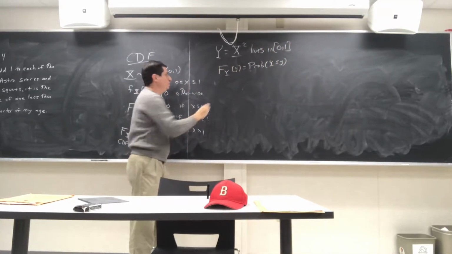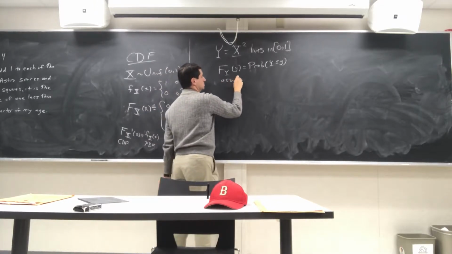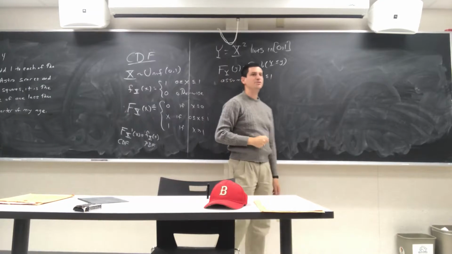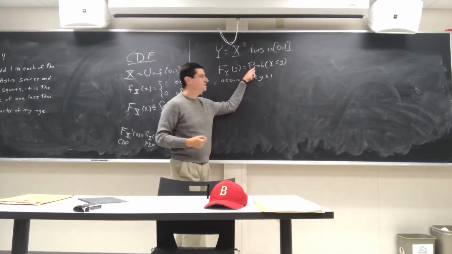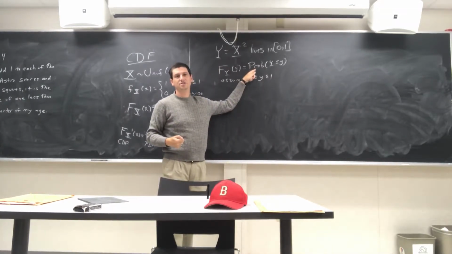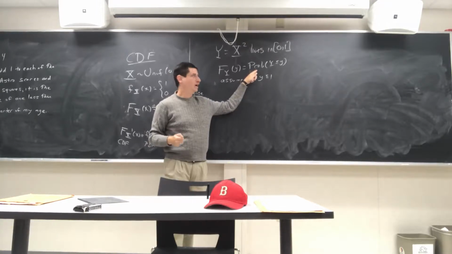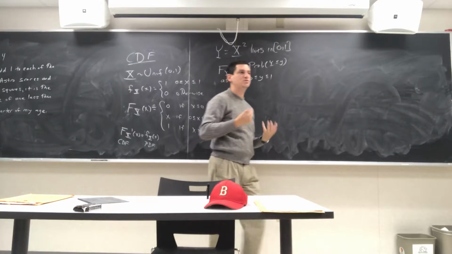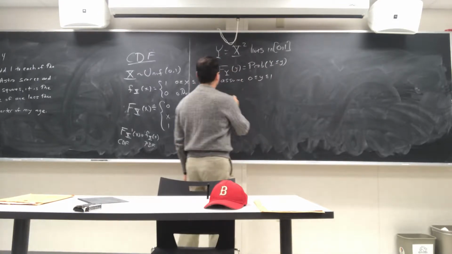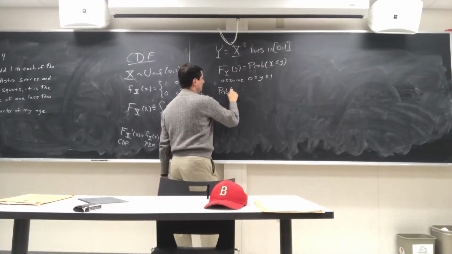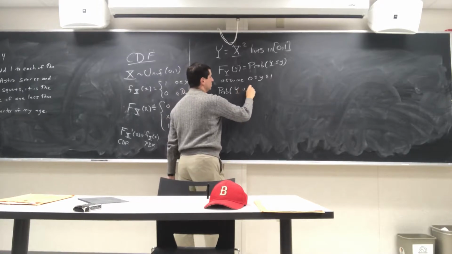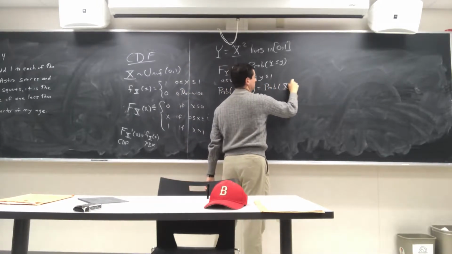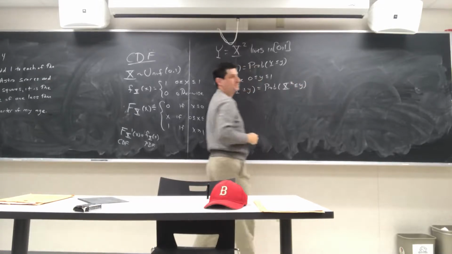So I will assume 0 ≤ y ≤ 1. Because if y is outside that range, if y is less than 0, the probability is just 0. And if y is greater than 1, the probability is just 1. So I'm going to just do the interesting range. So the probability that big Y is less than or equal to little y is the same as the probability that X squared is less than or equal to little y.